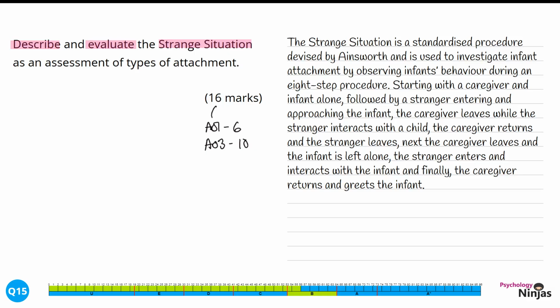Next, the caregiver leaves and the infant is left alone. The stranger enters and interacts with the infant, and finally the caregiver returns and greets the infant. We've explained different stages within this strange situation, starting with the willingness to explore with the caregiver and infant being alone. We've then looked at stranger anxiety and also separation anxiety. Finally, we look at how reunion behaviour is being assessed.